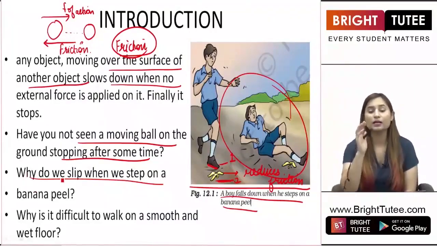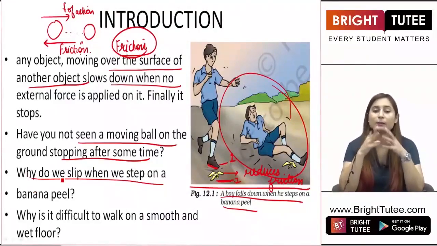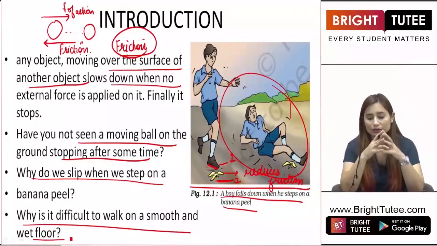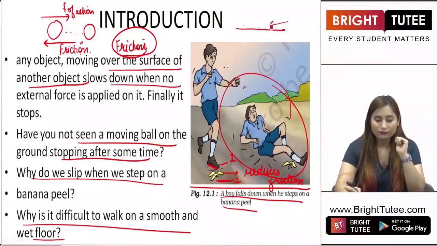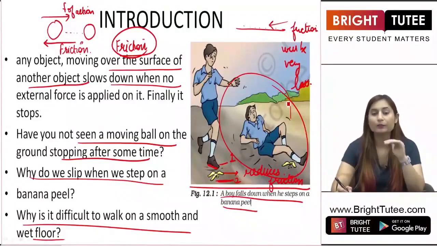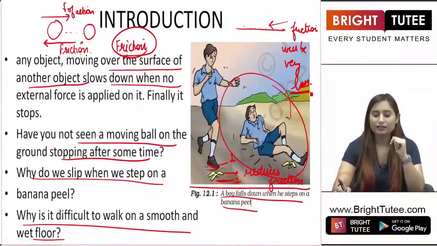So we slip when we step foot on a banana peel because the banana peel reduces friction completely. Then why is it difficult to walk on a smooth and wet floor? You know that if there is a smooth floor or there is a wet floor, for example, this is the floor and there is water present on it. If you try walking on it, the friction will be very less. Friction will be very less because there is water present in between your leg and the surface which reduces friction, which makes it smoother, hence friction is reduced.